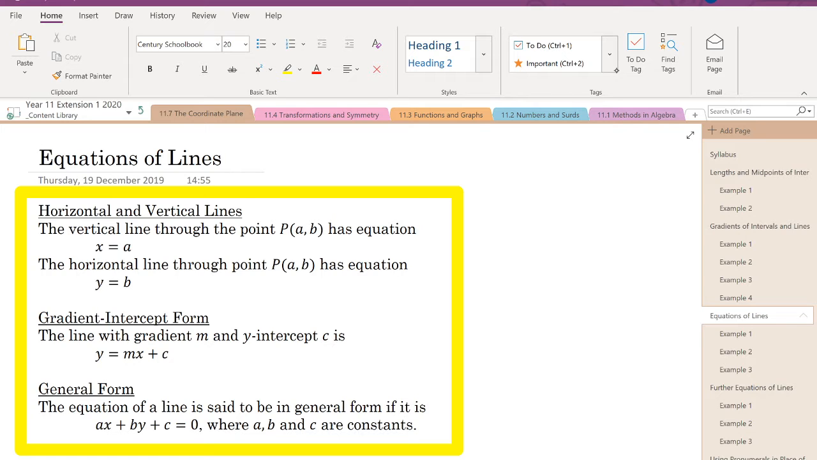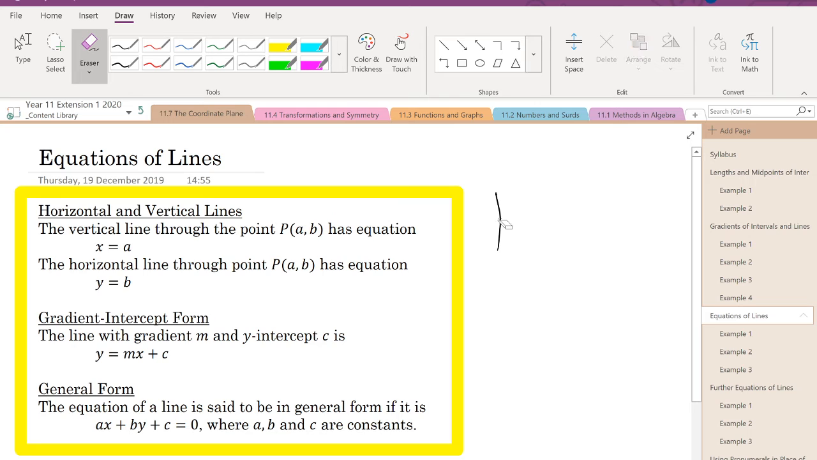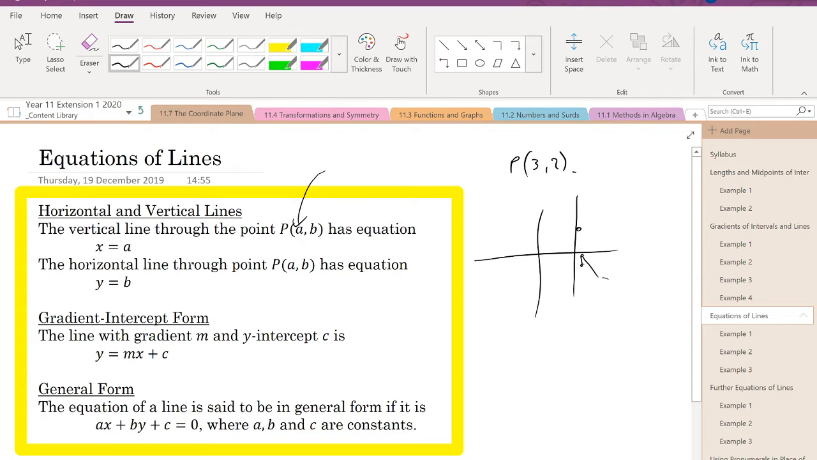So looking at this, we've got horizontal and vertical lines. The vertical line through a point, straight up and down like this, is given as x is equal to a, the ordinate of that point. So if I've got the point 3, 2, then a vertical line that goes through the point 3, 2 must be where x is equal to 3, and that's the equation of my line.